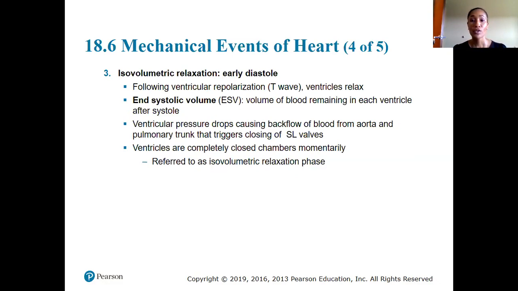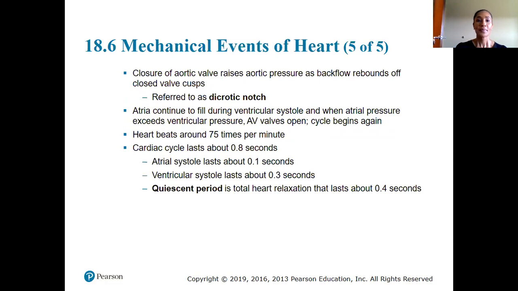The ventricular pressure will drop, causing a backflow of blood from the aorta and the pulmonary trunk that will cause the semilunar valves to close. And then the ventricles are completely closed chambers momentarily, which we refer to as the isovolumetric relaxation phase. So closure of the aortic valves raises the aortic pressure as backflow rebounds off of the closed valve cusps. We refer to this as the dicrotic notch. The atria will continue to fill during ventricular systole, and when atrial pressure exceeds ventricular pressures, the AV valves will open and the cycle will begin again.